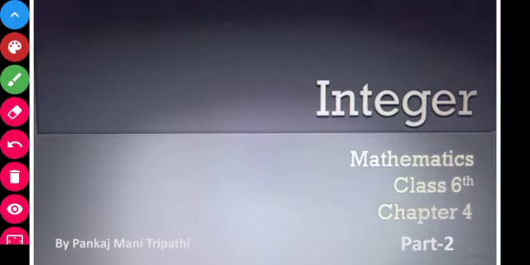This is part 2 of chapter 4. So in the first part you learned some definitions and exercise 4a. Now in this part we try to complete chapter 4. So let's start.